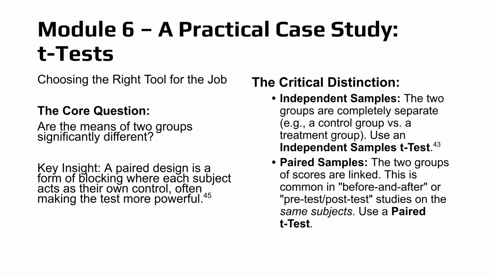Slide explaining the difference between independent and paired samples t-tests. Let's put it all together with a t-test. The core question a t-test answers is, are the means of two groups significantly different? The critical distinction is knowing what kind of data you have. If your two groups are completely separate, like a control group and a treatment group, you use an independent samples t-test. But if your scores are linked, like in a before and after study on the same people, you must use a paired t-test.